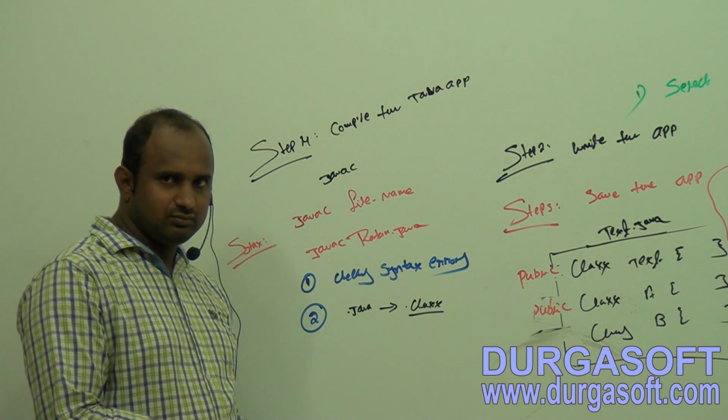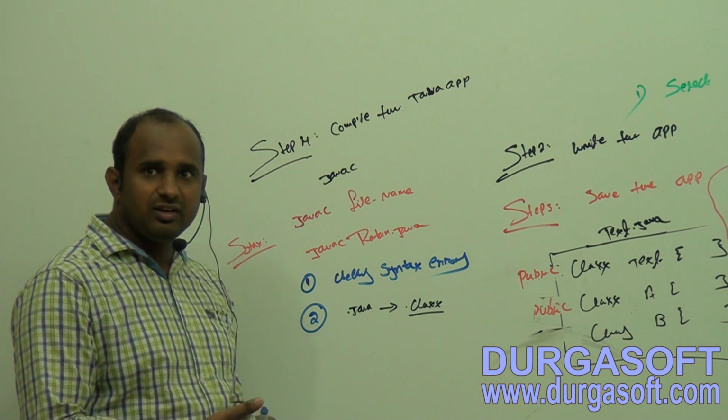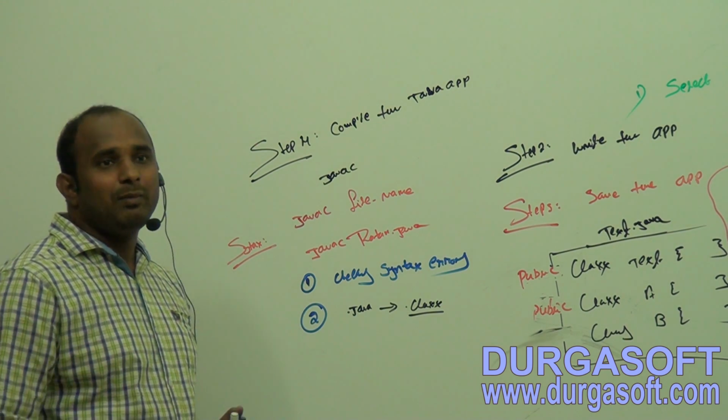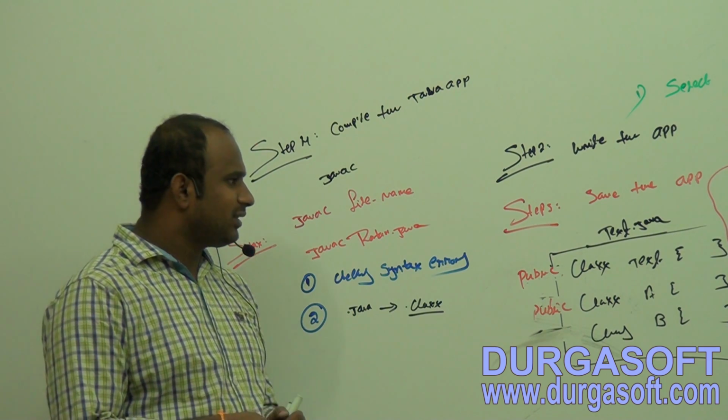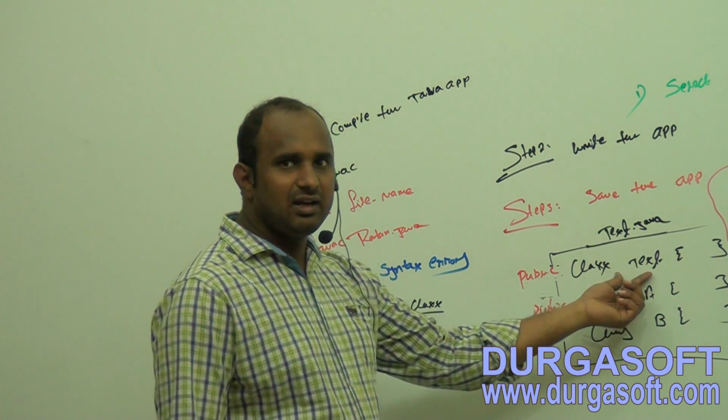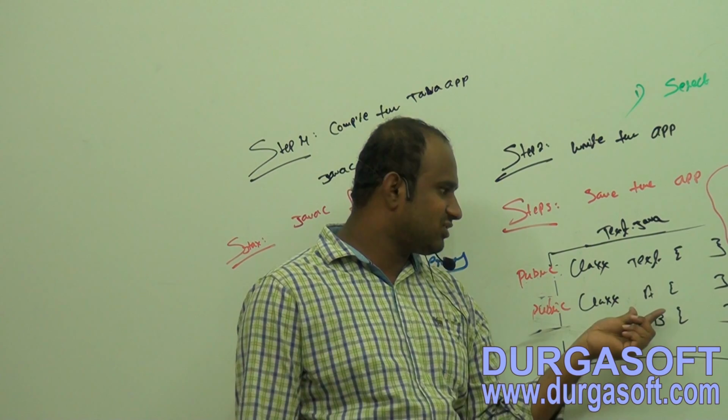Compiler. Who generates the .class files? The compiler generates the .class file. Here is a small question: how many classes does this application contain? Three classes: class Test, class A, class B.